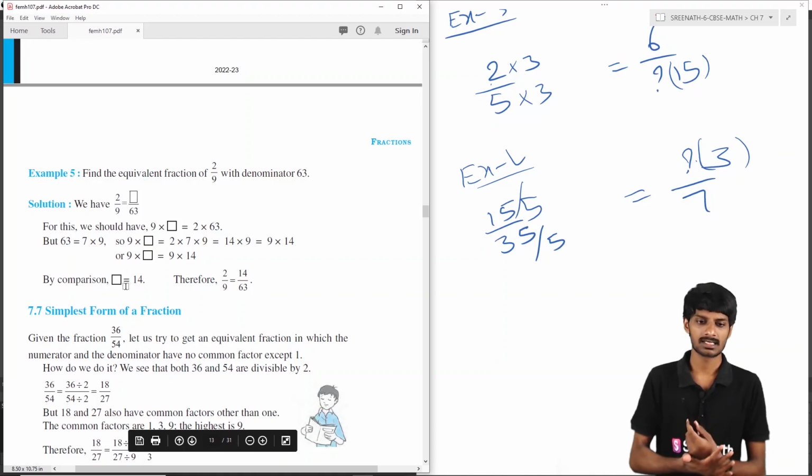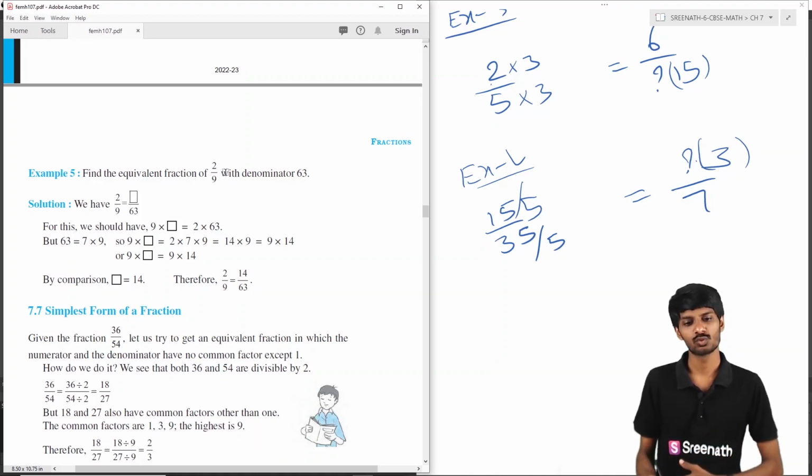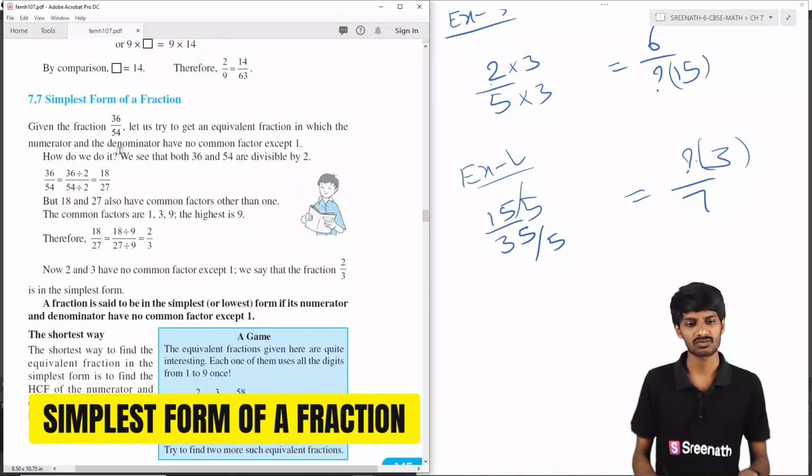Okay students, that is the case. Find the equivalent fraction of 2 by 9 with denominator 63. You have to do this task, students. Next thing is the simplest form of a fraction.